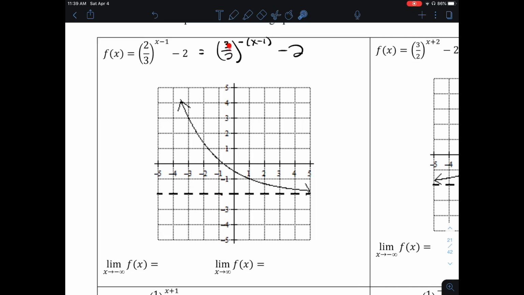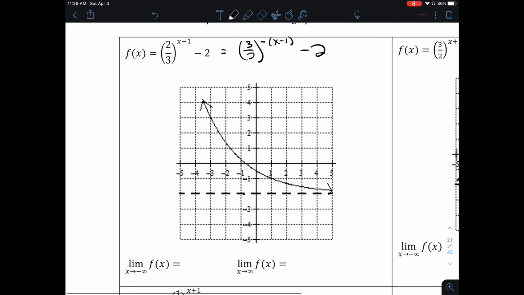Just a quick review of what this means. The base is obviously 3/2. The parent graph looks like this. This negative here is a horizontal reflection, so that's why the graph looks like this. And this -1 translates the graph to the right one. This -2 translates it down 2.